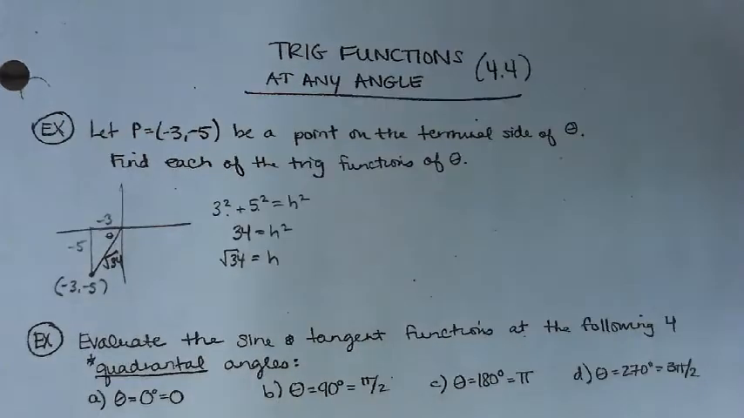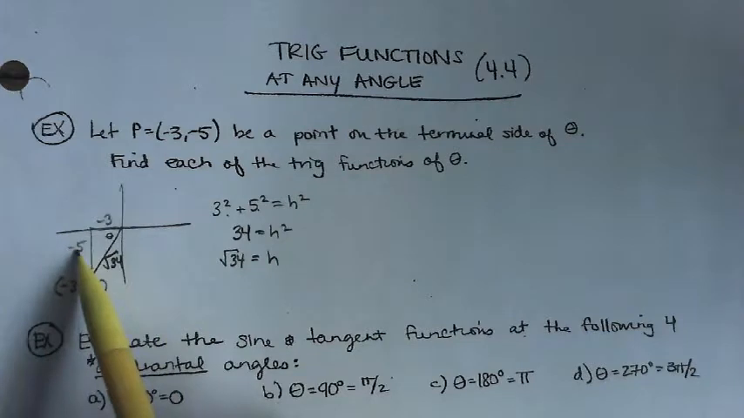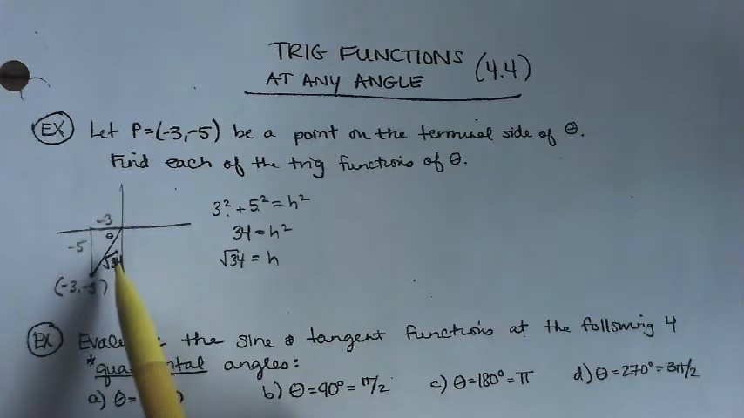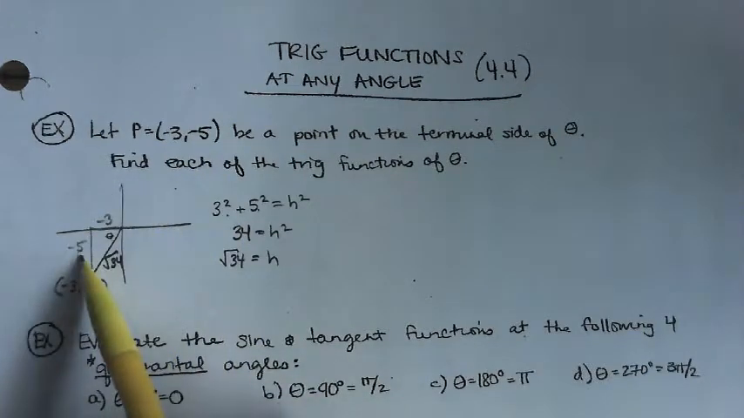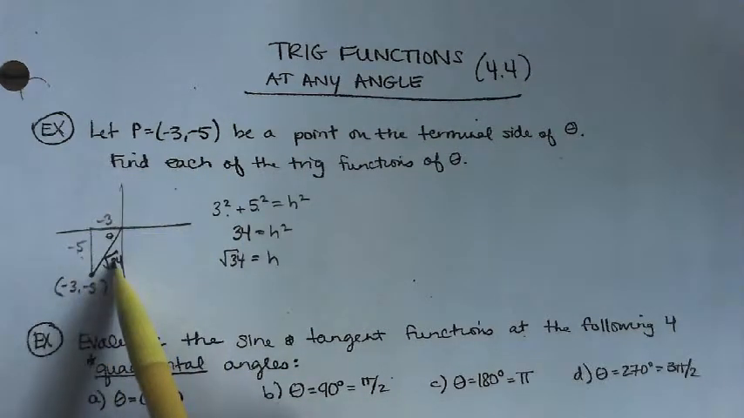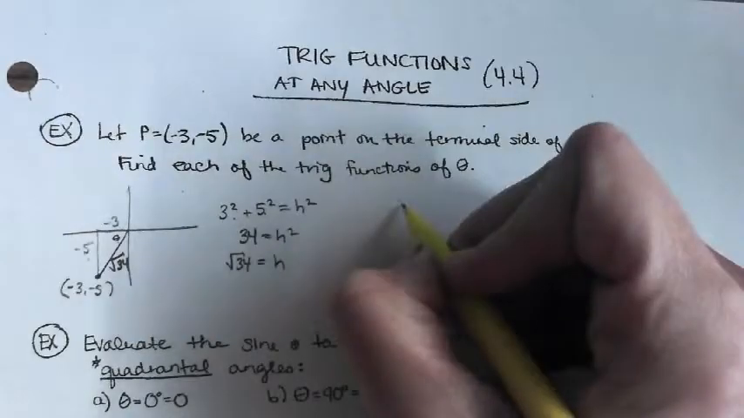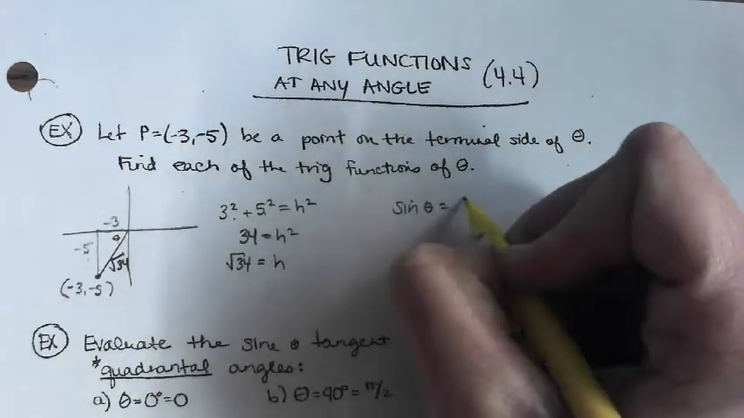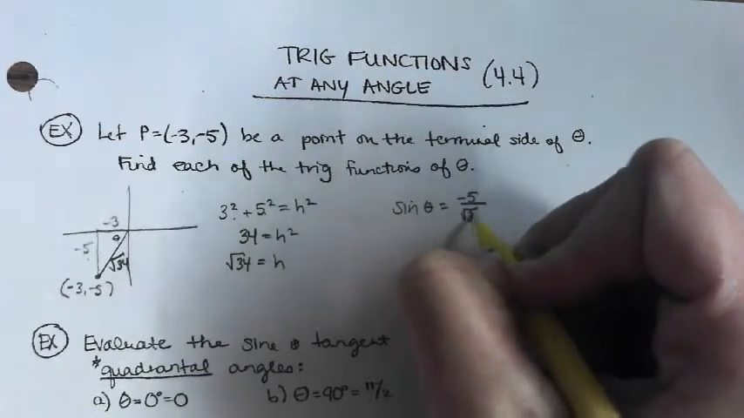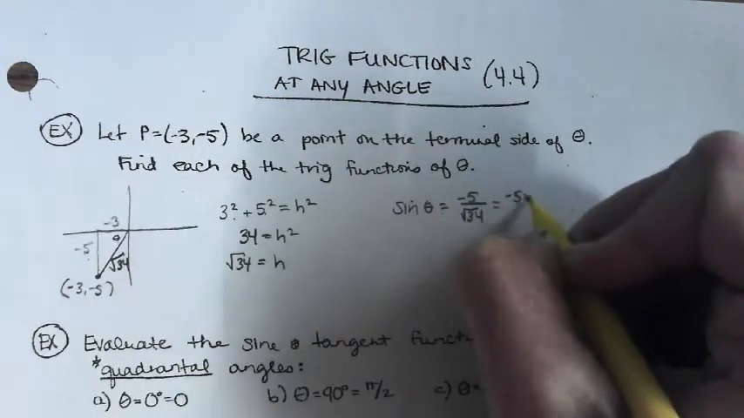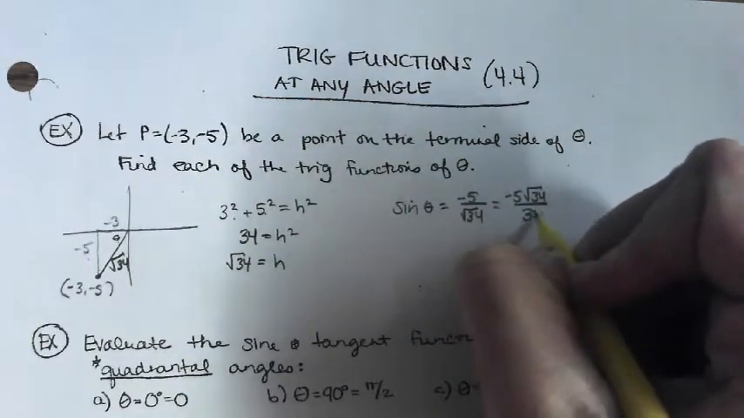Now when they ask for the 6 trig functions, we can just do opposite. Oh, by the way, the hypotenuse is always positive. So the sine is opposite over hypotenuse, -5 over root 34. That's going to create a negative sine value. If you rationalize, that's -5 root 34 over 34.